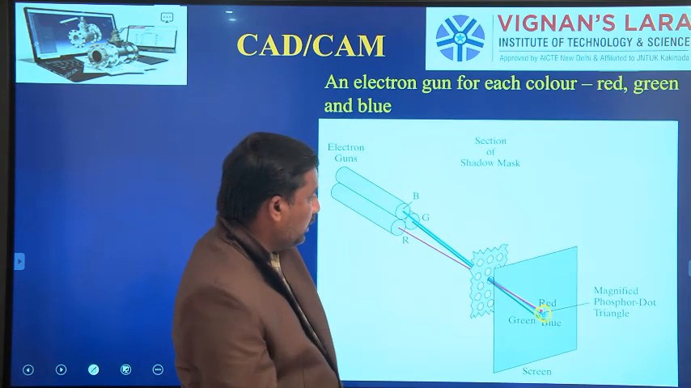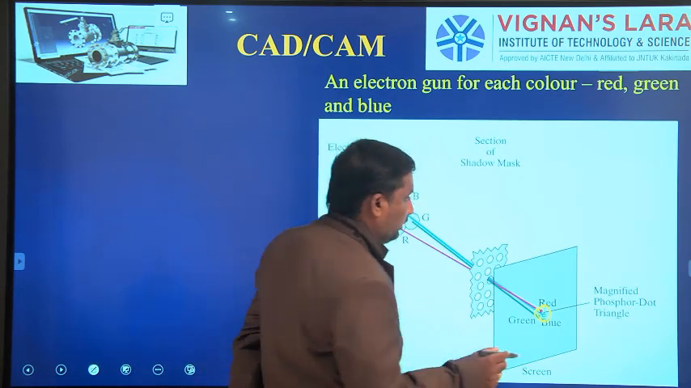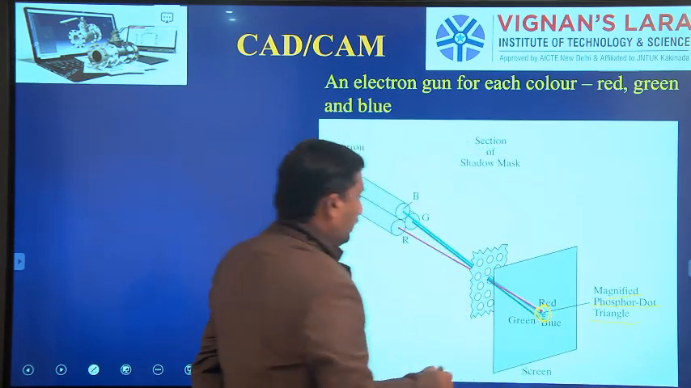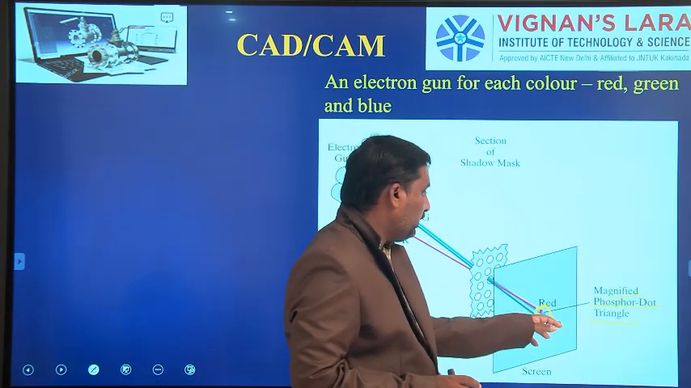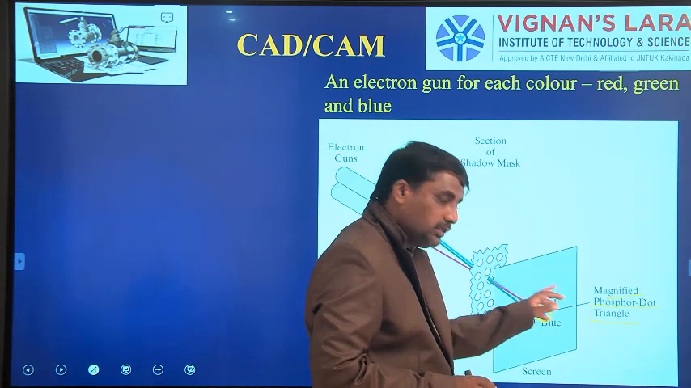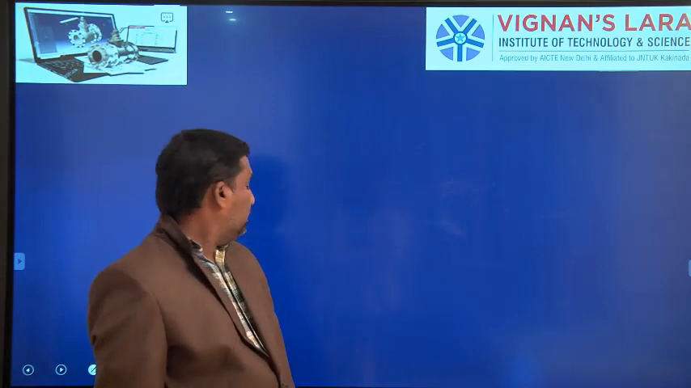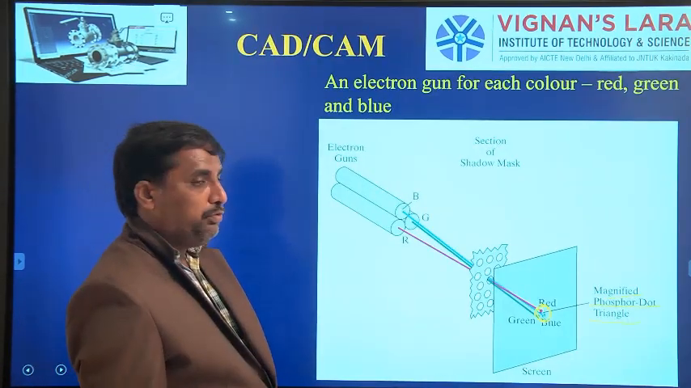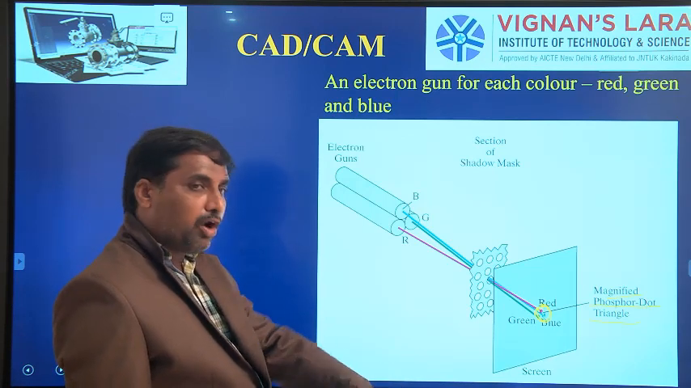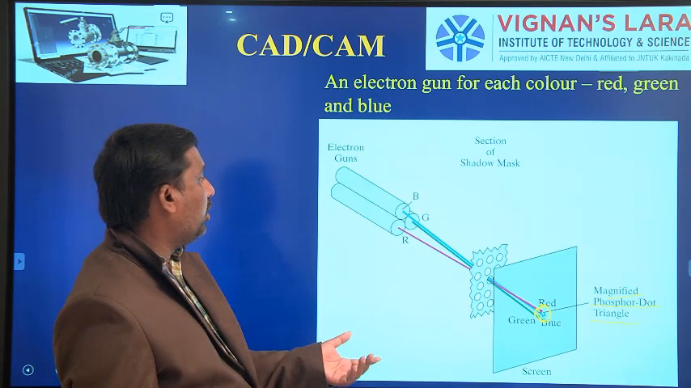When these 3 electron beams strike a particular picture element, a very small element, we have the magnified phosphor dot triangle. The red color will influence, the blue color will influence, the green color will influence, and from the combination of these three colors we will get different colors, like light red. If you vary the red, blue and green intensities, their different combinations will give different colors. For that purpose we can use the shadow mask device like this.